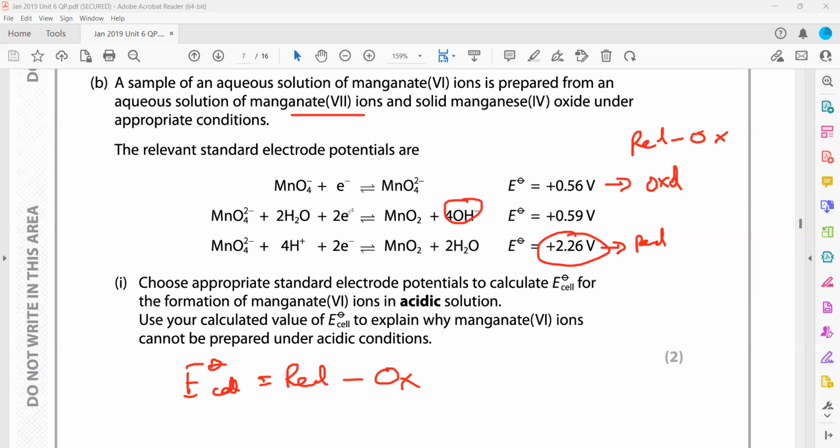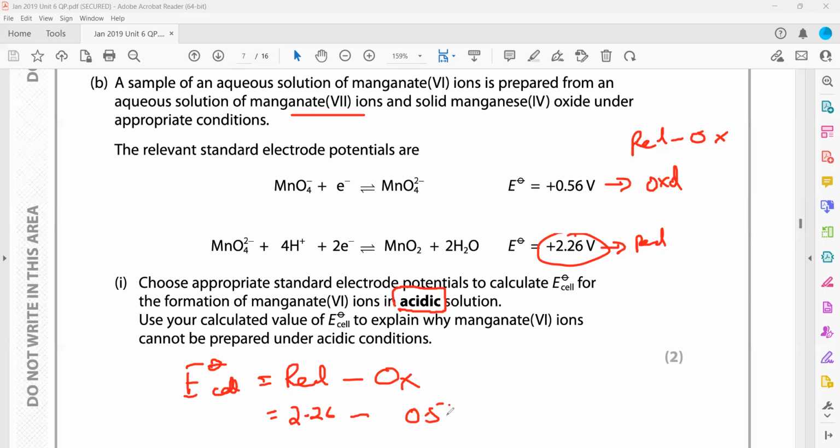Why did I not take the second equation? Because they mention in bold that it is acidic condition, which means there should be protons. But here the second equation is in alkaline condition, so we don't have to use that. That's why we did not use that. So reduction minus oxidation: reduction was 2.26 minus oxidation was 0.56.